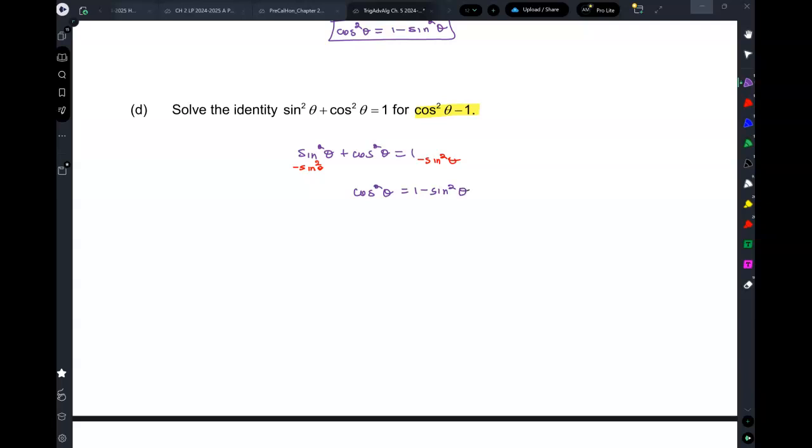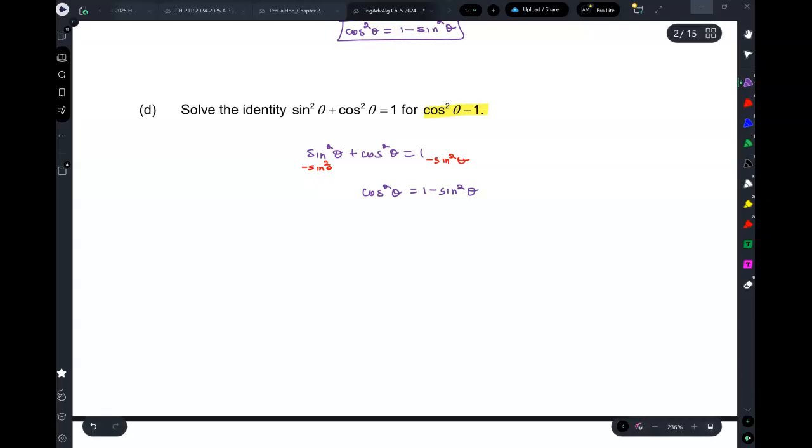Now we still want cosine squared minus 1. So now we're going to do minus 1 on both sides. We get cosine squared theta minus 1 equals negative sine squared theta.